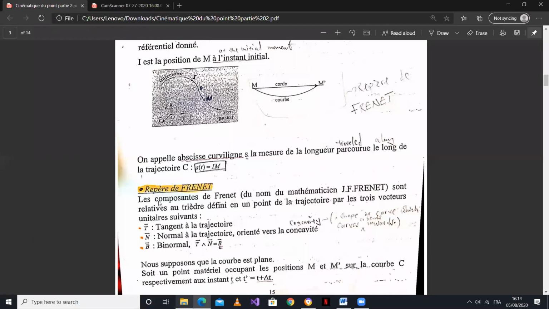Then repère de Frenet. We have looked at repère cylindrique, cartésien, sphérique. We had la base IJK in the Cartesian, we had la base er, e phi, k in the coordonnées cylindriques, and we had la base er, e theta, et e phi dans les coordonnées sphériques. So this time we're looking at a repère de Frenet. So we're also going to have une base that we will be using for this repère Frenet.